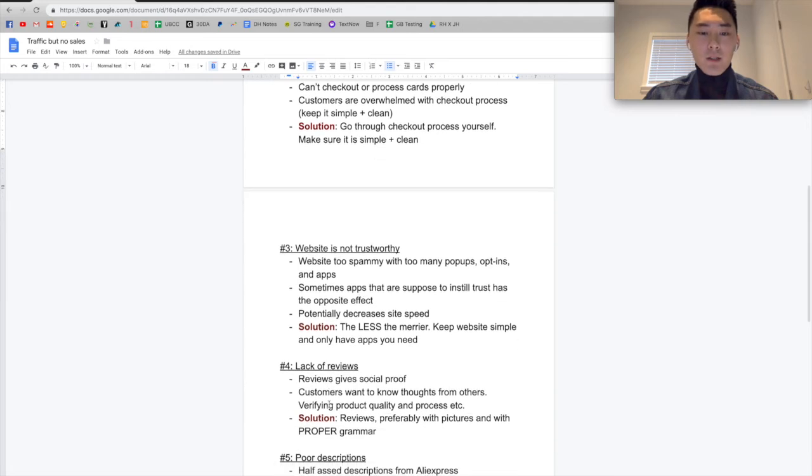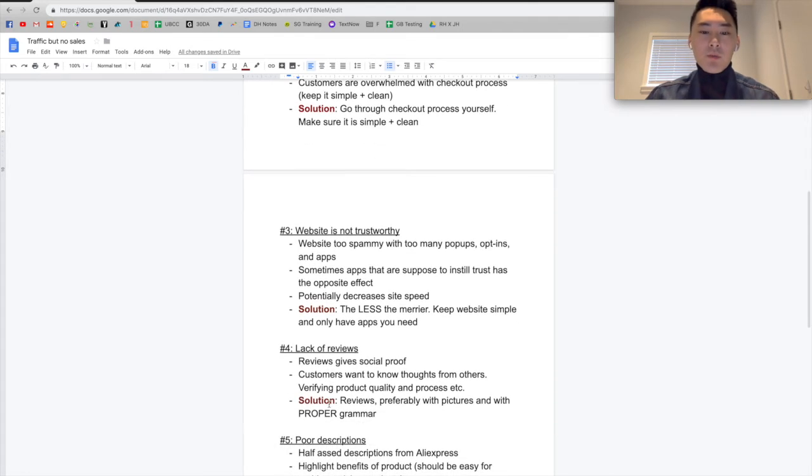And the fourth one here is the lack of reviews. Reviews always give social proof. This has always been the case. We are social animals. We look to other people for validation. Customers do want to know the thoughts of others, regardless of the product or service. The reviews of other customers can verify the quality of the product and the process, whether it was smooth, whether they got the product or not. And so that's very important for social proof.